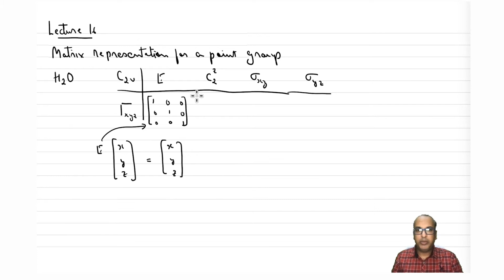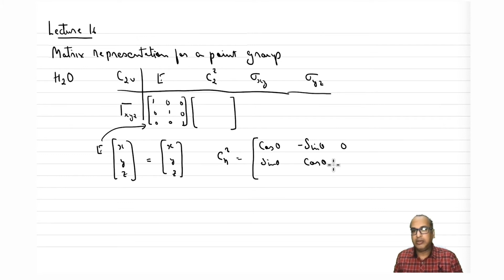Now in the same way, if I'm doing C2Z, we have seen how to develop a rotation matrix. So we have cos theta, minus sin theta, 0; sin theta, cos theta, 0; 0, 0, 1, right? We'll say theta is 180 degrees in this case. Not C2Z, let's write CNZ: cos theta, minus sin theta, 0; sin theta, cos theta, 0; 0, 0, 1.